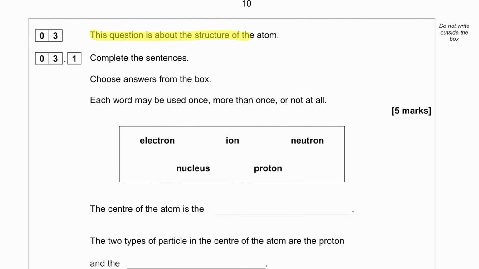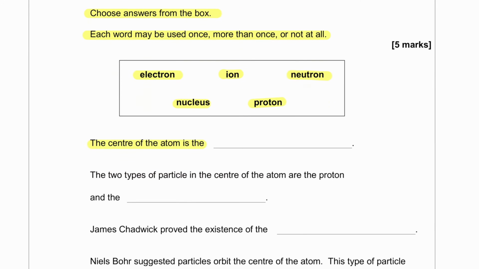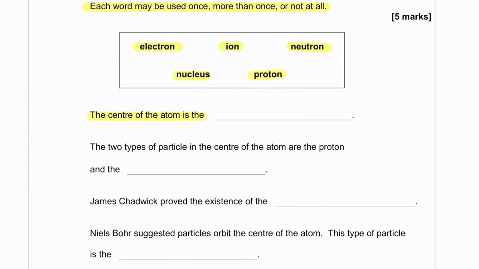This question is about the structure of the atom. Complete the sentences. Choose answer from the box. Each word may be used once, more than once, or not at all. So what do we have here? We have electron, ion, neutron, nucleus, proton. The center of the atom is the, obviously, nucleus.